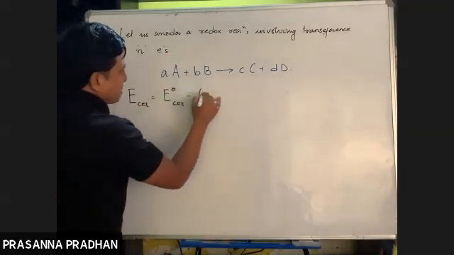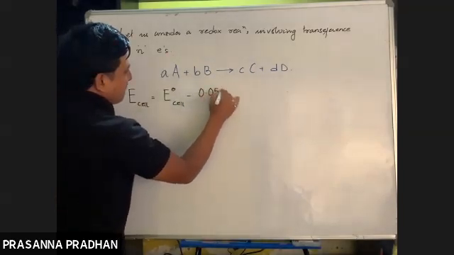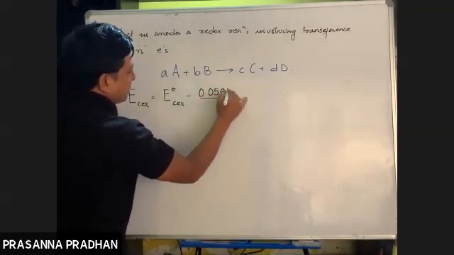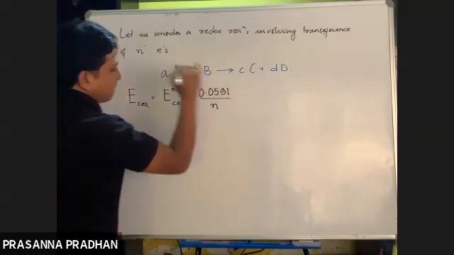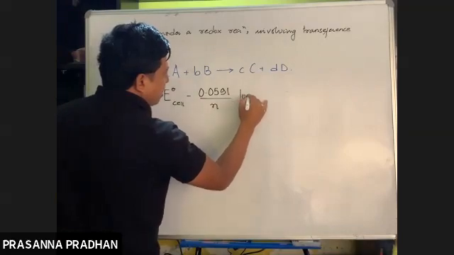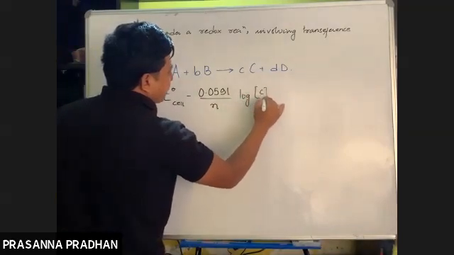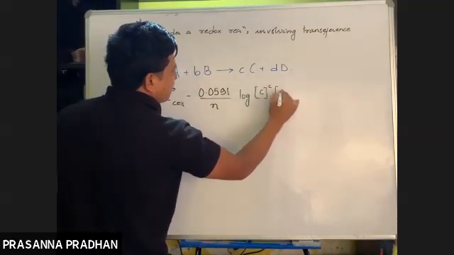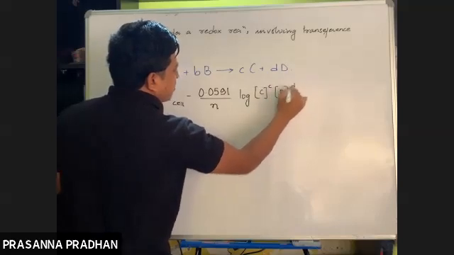Minus 0.0591. So how many electrons are involved out here? N number of electrons are involved. So we have log concentration of product. The coefficients will be raised to the power.